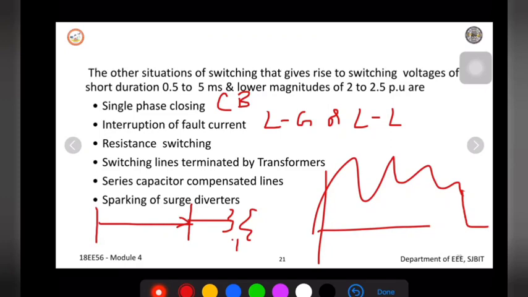And finally, the sparking of surge diverters. So we already discussed the testing of surge diverter or lightning arrestor, both are the same. So whenever a spark occurs within this surge diverter located at the receiving end of a line to limit your lightning over voltage, in that case also we may have a lower magnitude of voltage in the power system. These are the few cases why the lower voltage or lower magnitude of voltage will happen within a power system.